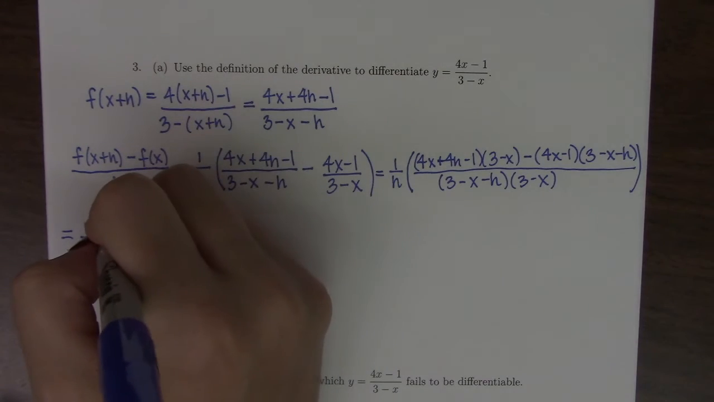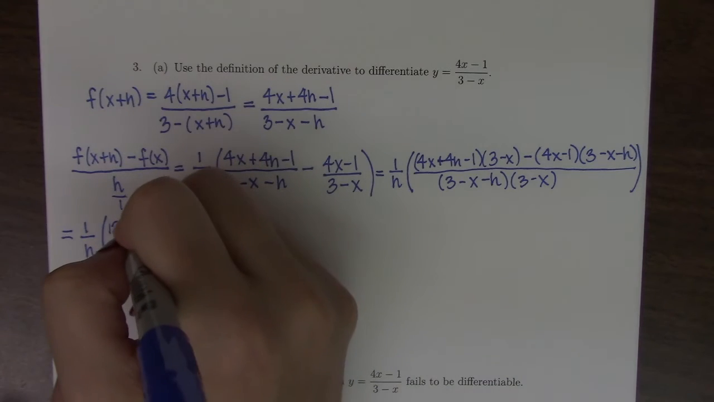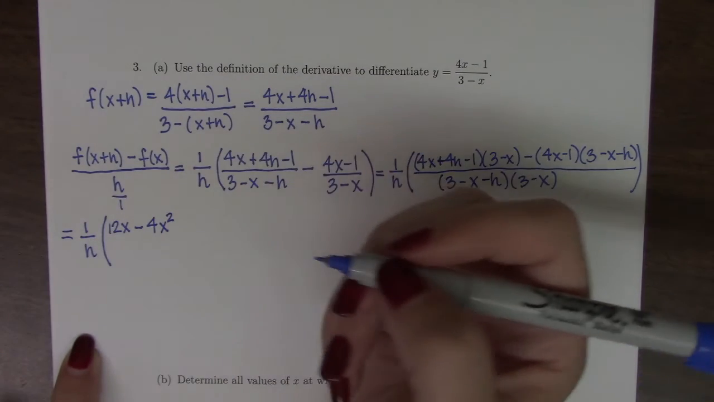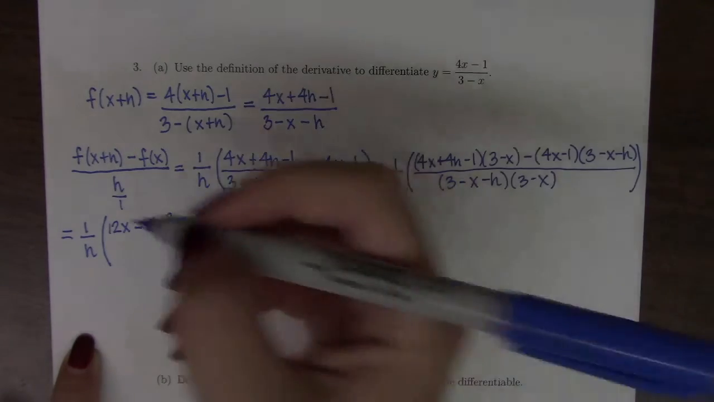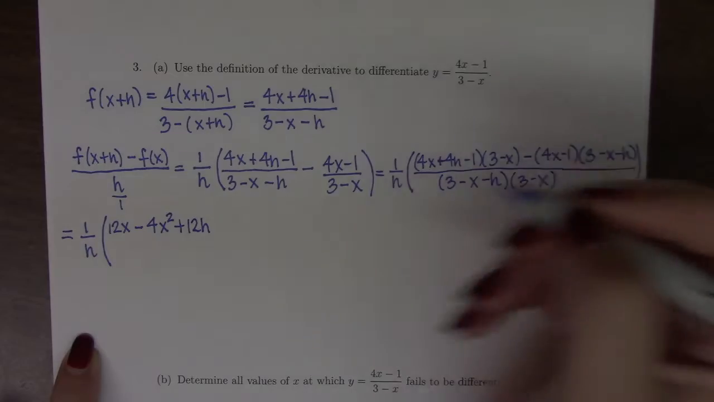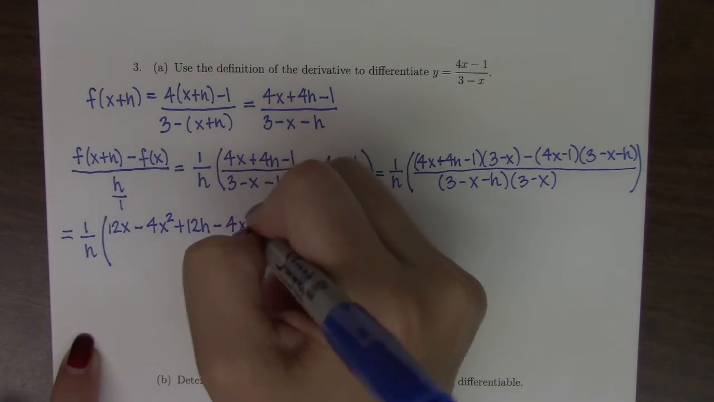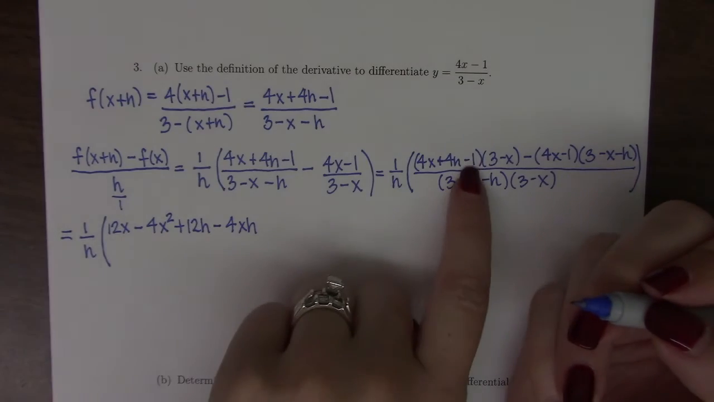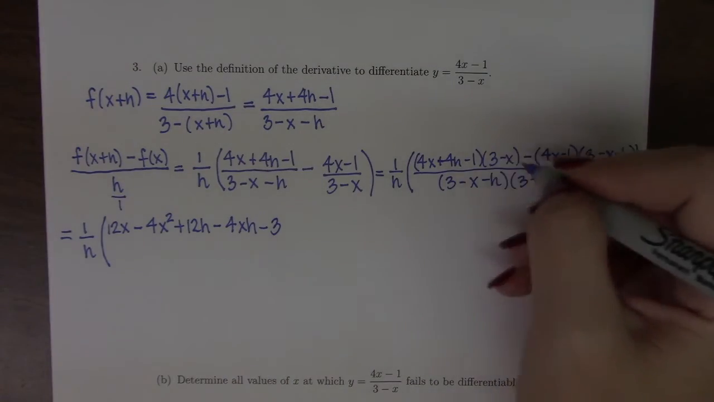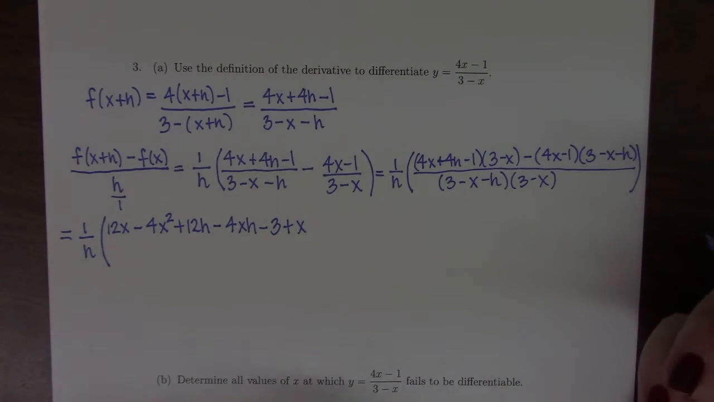So 4x times 3 is 12x. 4x times negative x is negative 4x squared. 4h times 3 is 12h. 4h times negative x is negative 4xh. And then I have negative 1 times 3, so that's negative 3. And negative 1 times negative x is positive x.